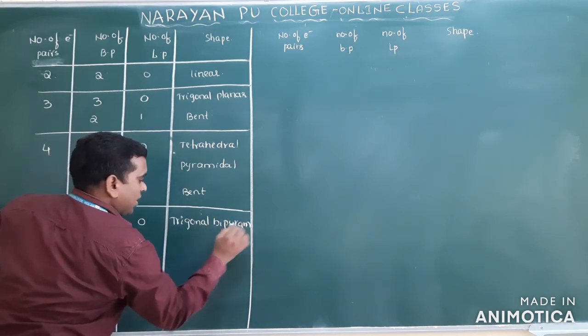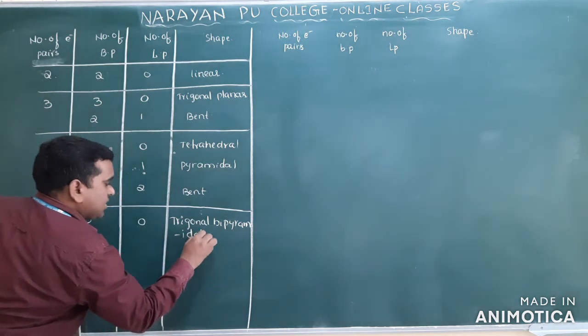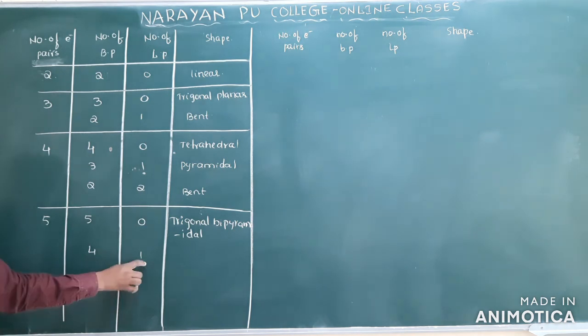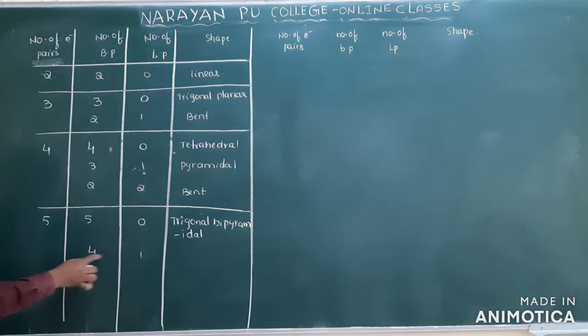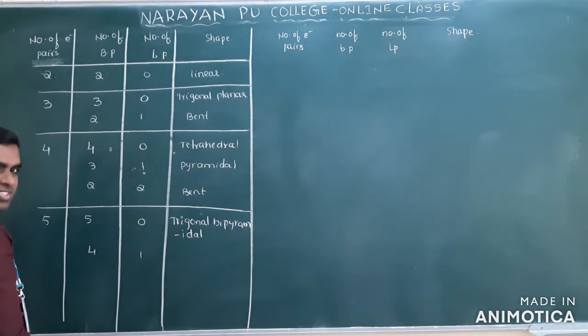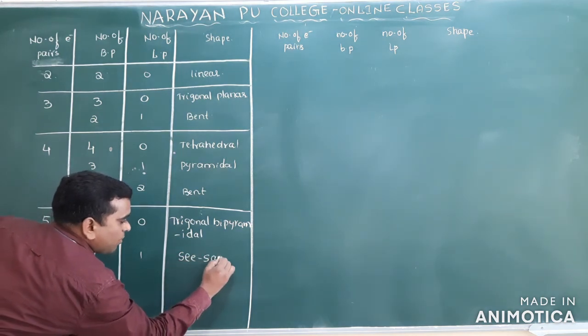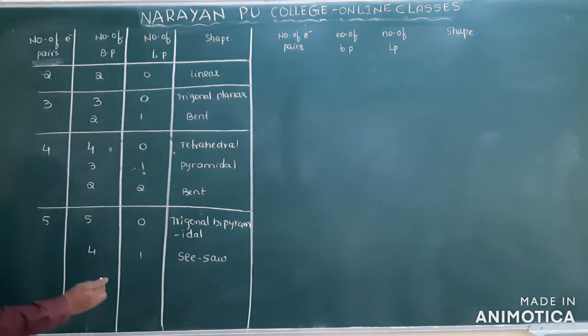Trigonal bipyramidal shape. Clear now? If it is 4 comma 1, that is 4 bond pairs and 1 lone pair, the total is 4 plus 1, which is 5 pairs of electrons. But in that one, 4 bond pairs and 1 lone pair, what is the shape of the molecule? We have seen it: seesaw shape.